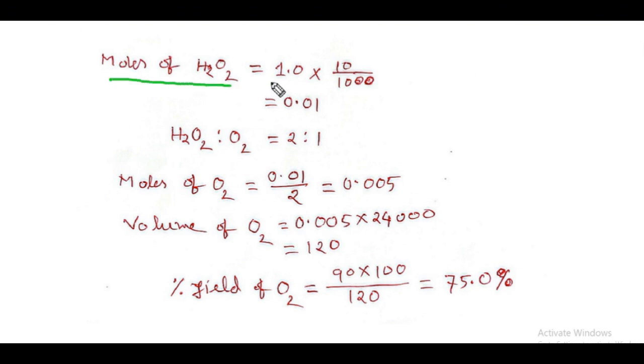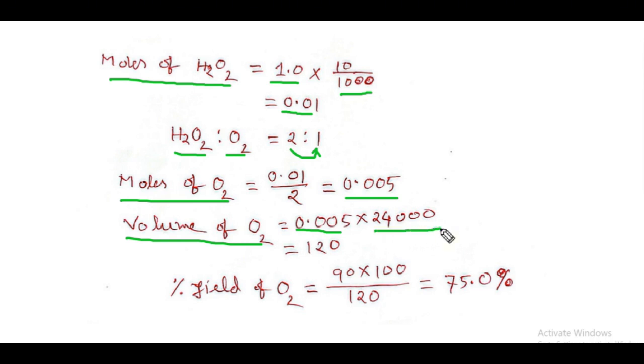Moles of hydrogen peroxide is concentration times volume. The mole ratio of hydrogen peroxide to oxygen is 2:1, so moles of oxygen is divided by 2. Now the calculated volume of oxygen is the number of moles times molar volume, 120 cm³. Percentage yield of oxygen: the actual or experimental volume 90 cm³ is given, 120 is the calculated volume, times 100, 75%.